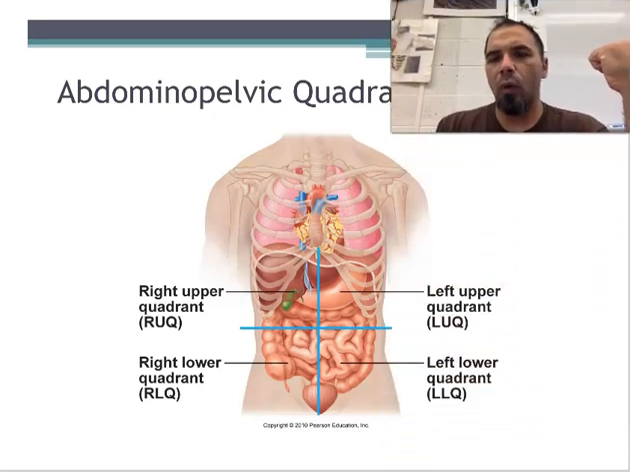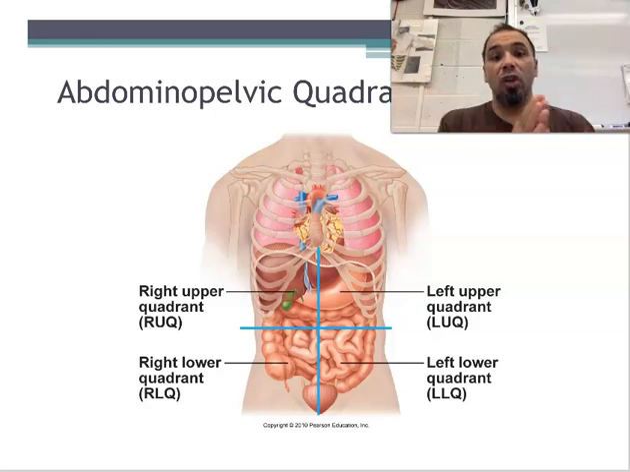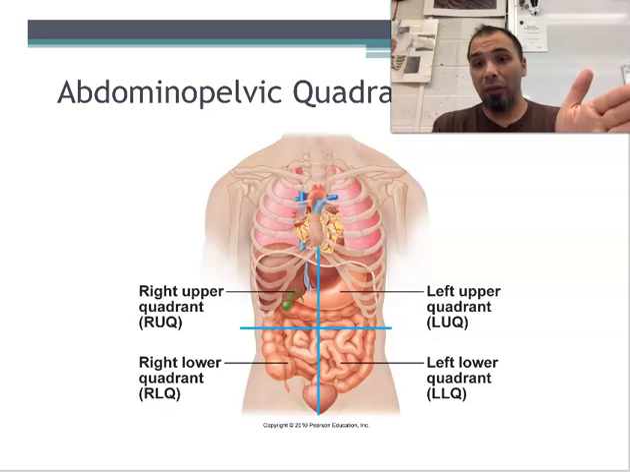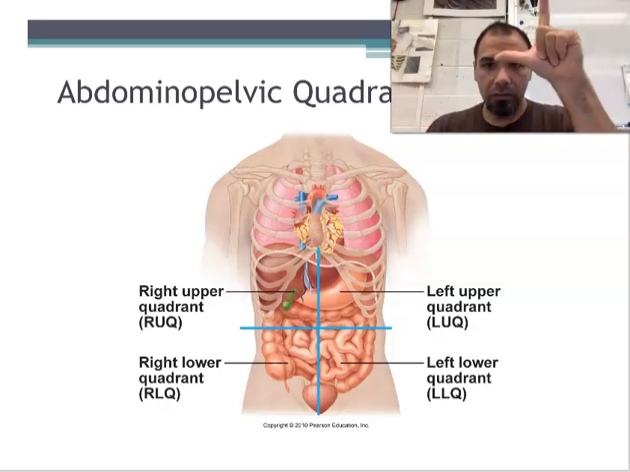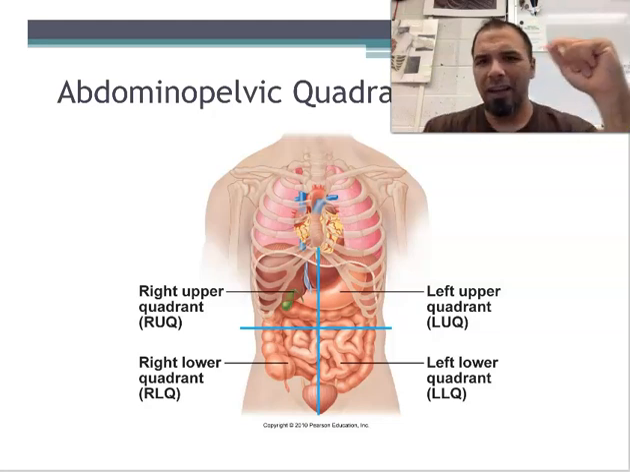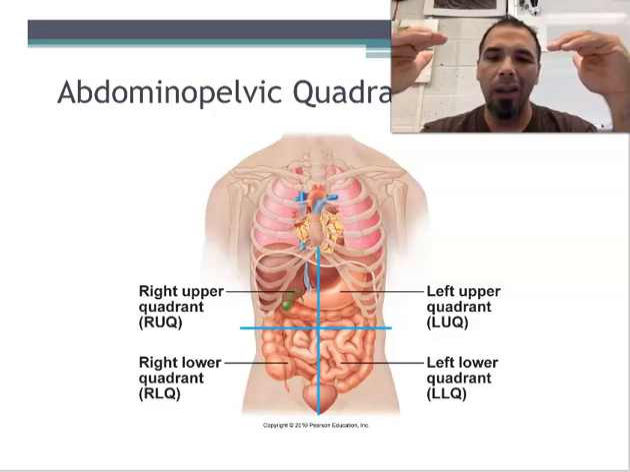Quadrants, so quad means 4, and so again, when we get into more detail in class, you have these quadrants. Remember, if you're looking at a patient, your left is their right, so be careful with that. So if a person is laying in bed, you have these quadrants, and the quadrants are ways that we divide up the abdominopelvic area. So you get your right upper quadrant, left upper quadrant, RUQ, LUQ, right lower, left lower, RLQ, LLQ.